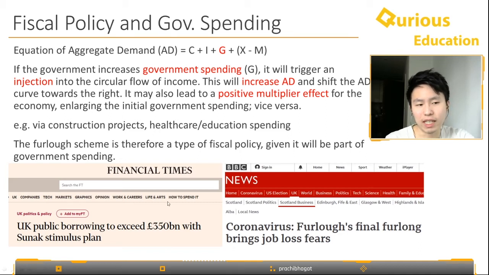So the furlough scheme would be a type of fiscal policy because the UK government is spending in order to support the wages of workers. And because we're spending so much money on this furlough scheme, the UK would need to borrow even more money, like 350 billion. We're going to exceed 350 billion of borrowing this year, I believe. And hopefully when the furlough scheme ends, we won't have a massive recession and massive job losses.